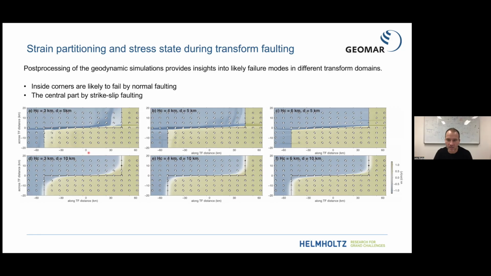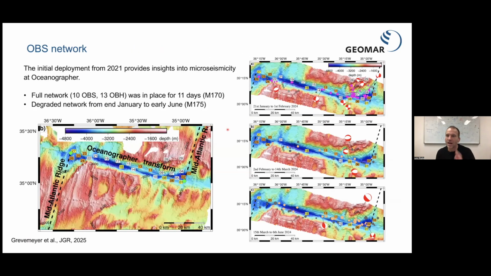What you find is interesting, that we often predict normal faulting in the inside corners and strike slip behavior only in the central part of the transforms. That is what most of these models look like, that you basically transition, due to this obliqueness, from extensional tectonics in the inside corners to strike slip in the central transform domain. And that is something we can test against observations.